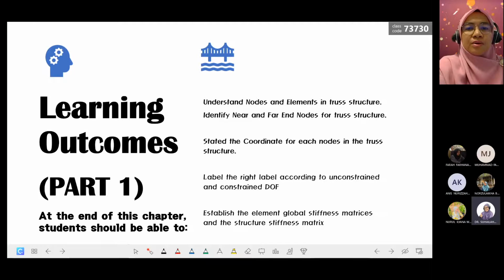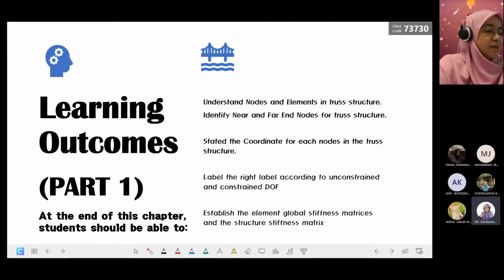DOF actually. Okay, for unconstrained and constrained system. So the most important thing is all students should be able to label the degree of freedom. So label the right numbering, DOF numbering according to unconstrained and constrained system. And I will explain why we need to differentiate between these two conditions, unconstrained and constrained degree of freedom.